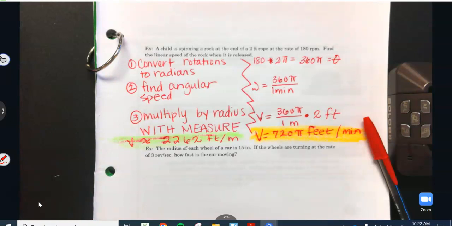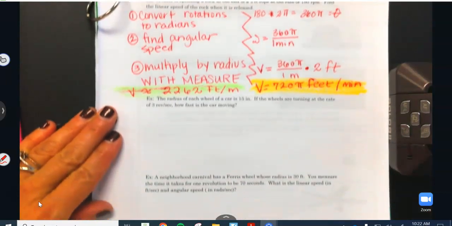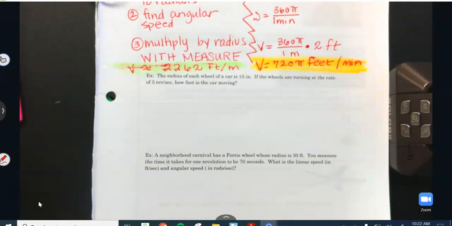All right, let's look at example number 2. The radius of each wheel of a car is 15 inches. If the wheels are turning at a rate of 3 revolutions per second, how fast is the car moving? Who drives? How fast can you go on Katieland? What's that speed? 30. They will get you if you go over 30. 30 what? Miles per hour.